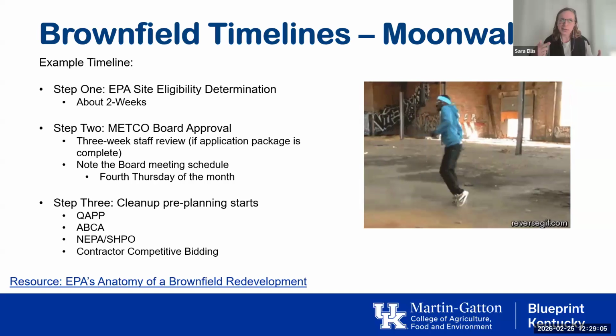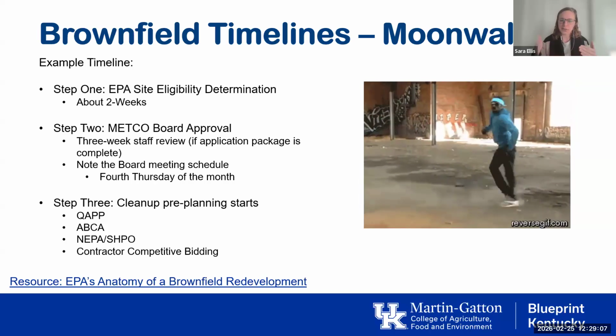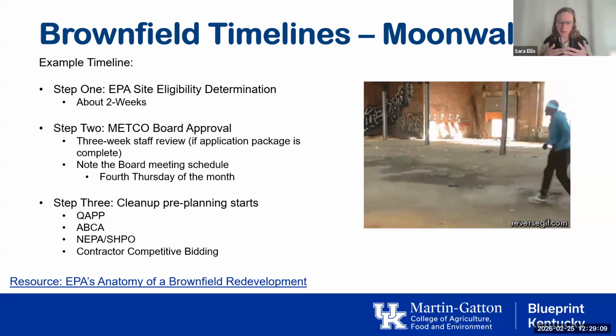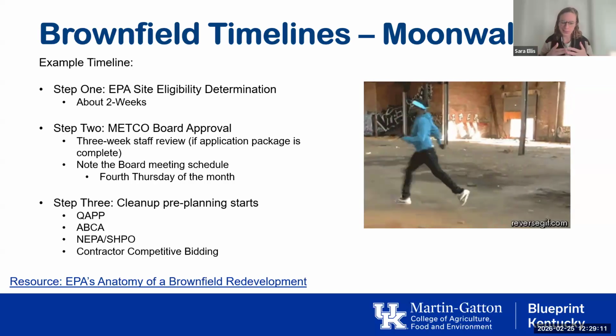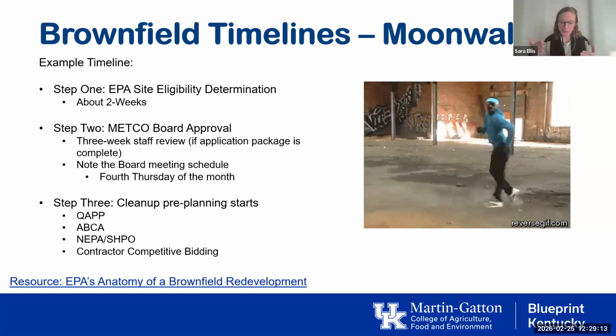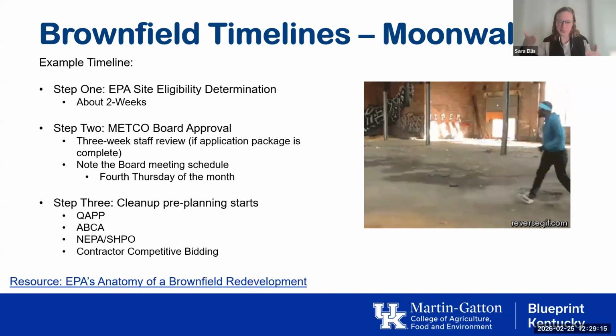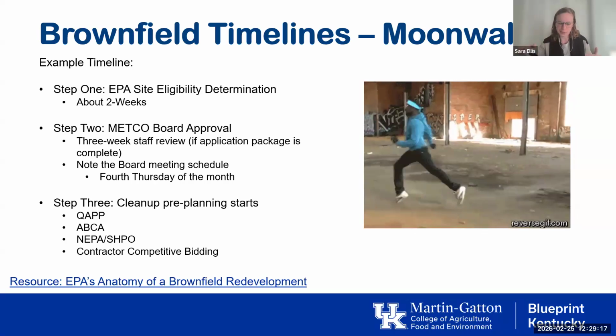And the math that you're doing is, okay, I know that the board meets on the fourth Thursday of the month. And I know that staff review takes 3 weeks. So if I submit my complete application package on week 3 and the board is meeting on week 4, I'm bumped to the next month.